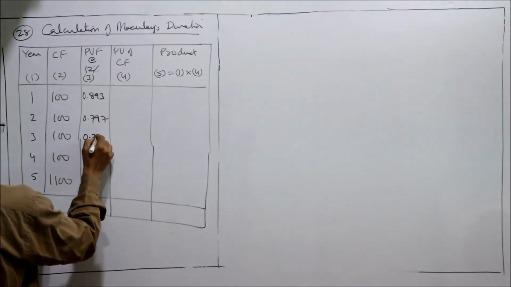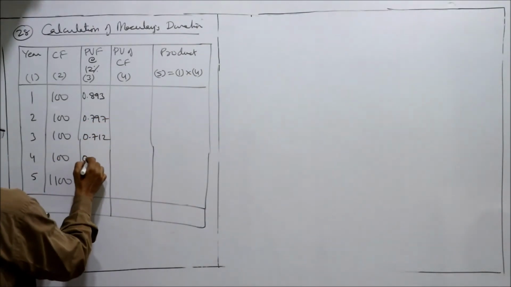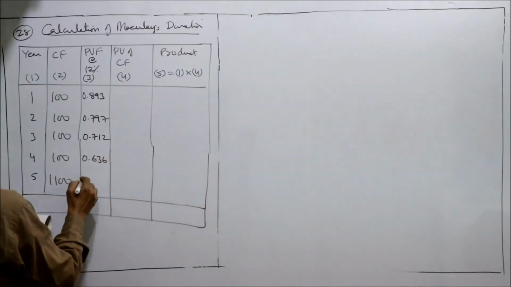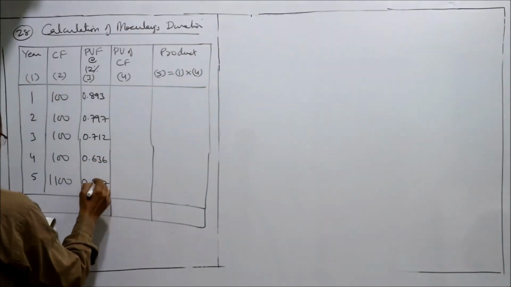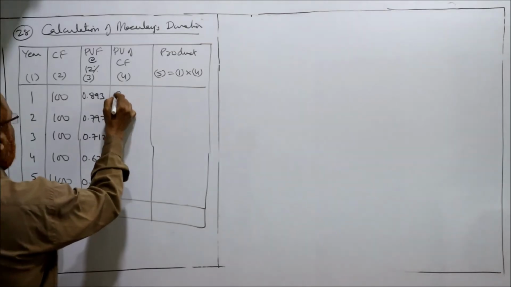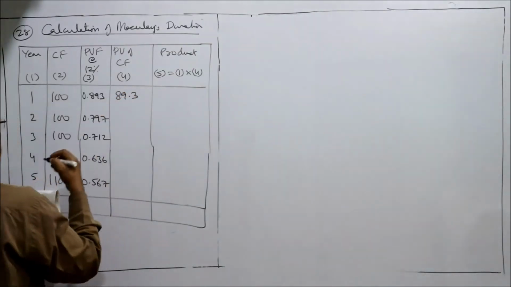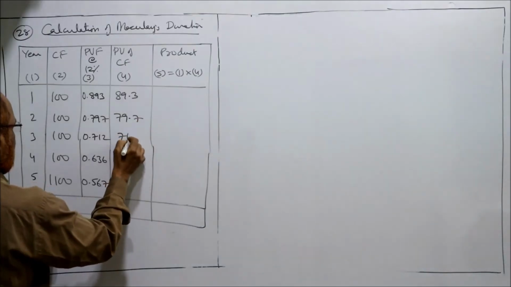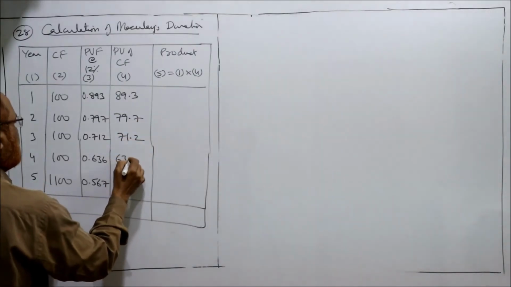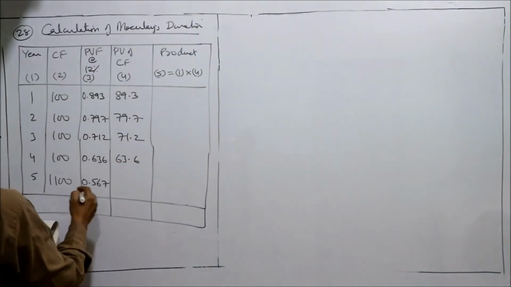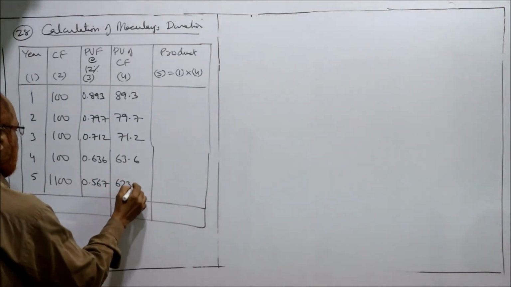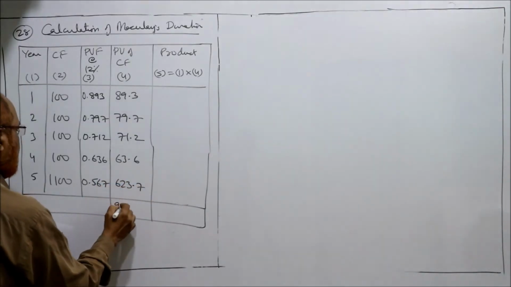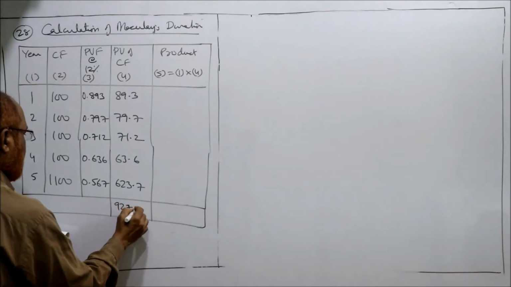0.797, 0.712, 0.636, 0.567. So 89.3, 79.7, 71.2, 63.6 and 623.7. The total is 927.5.